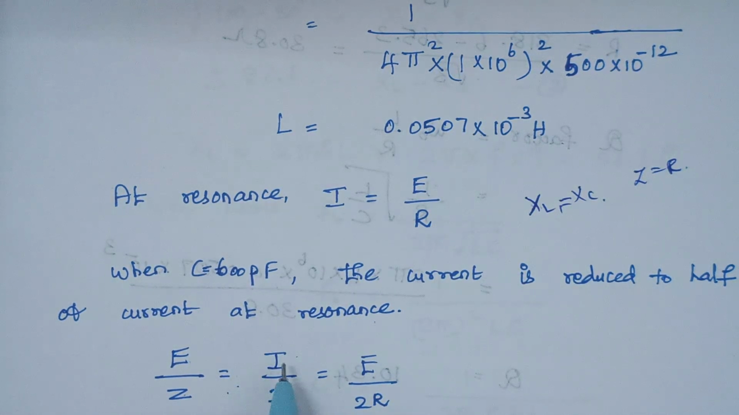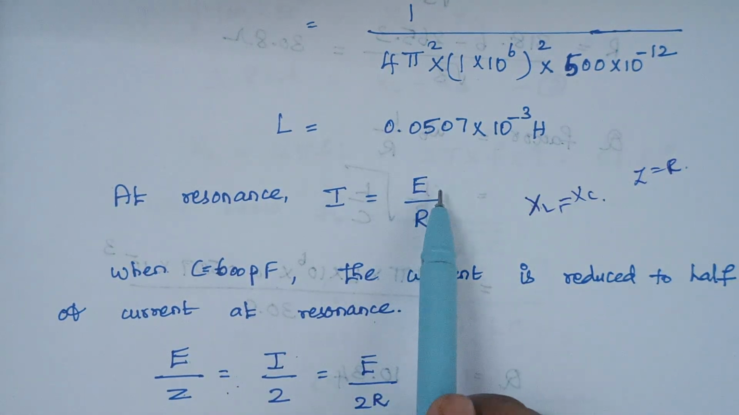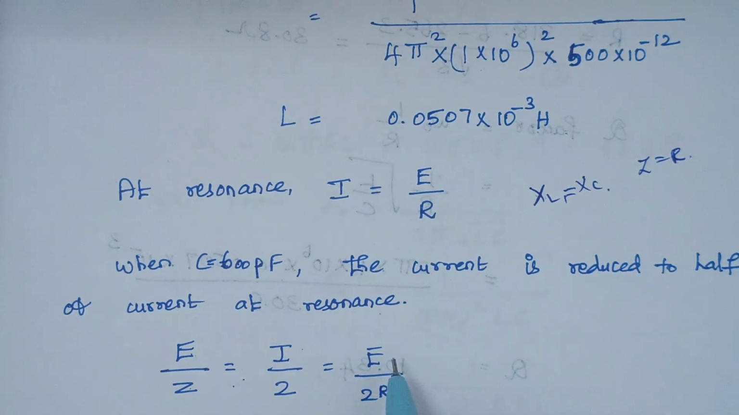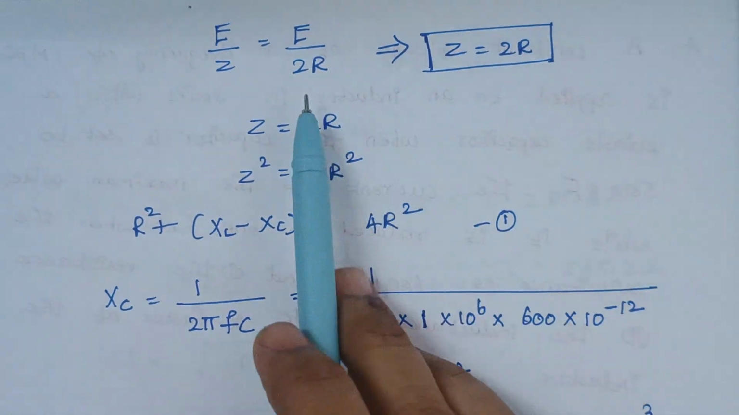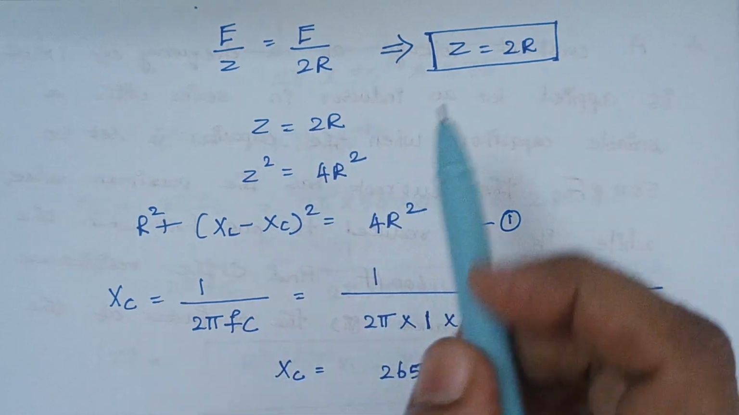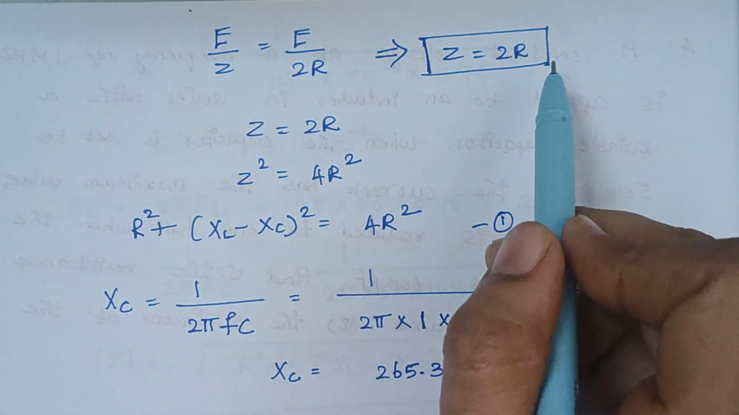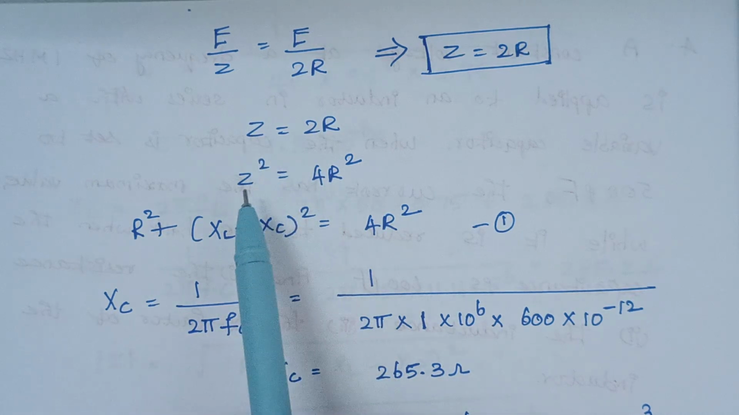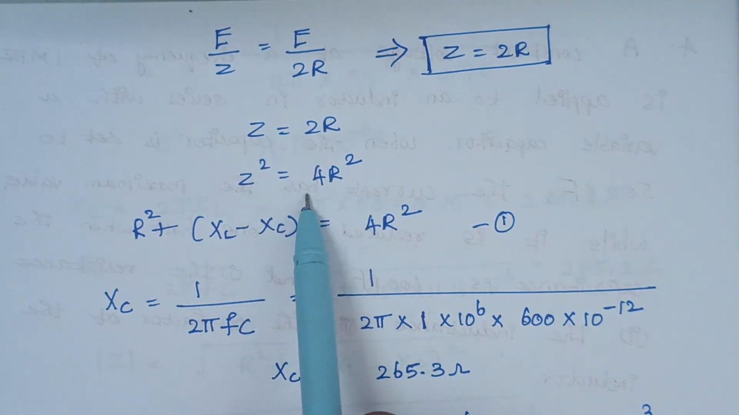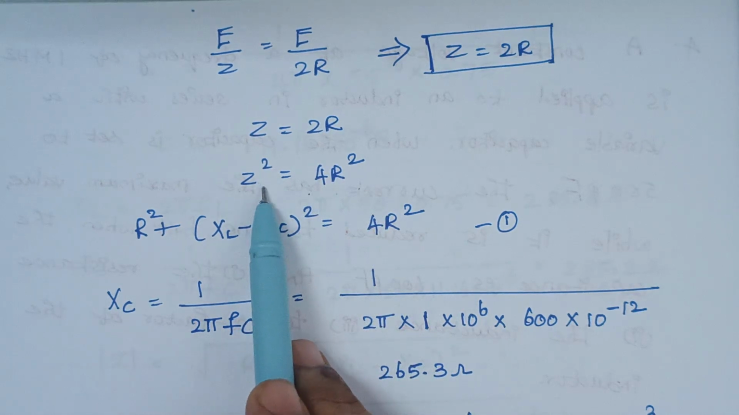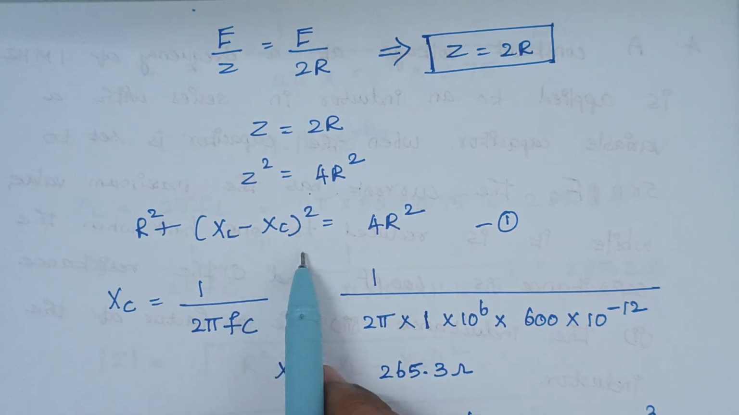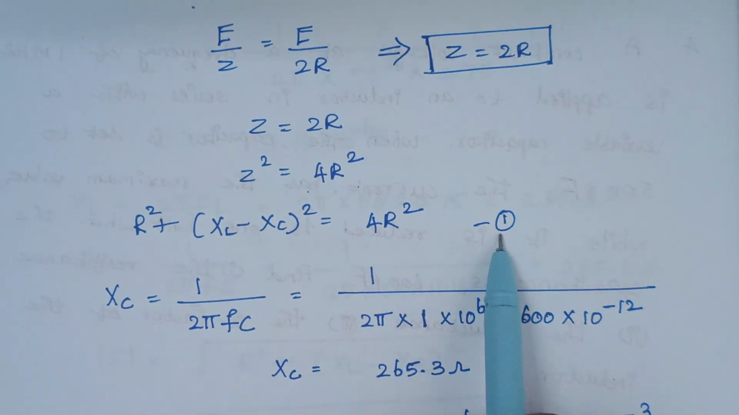Now, substituting the value of I, which is equal to E by R, here we are writing it as E by 2R. The 1 by 2 is already present, and instead of I I am writing E by R. Therefore, when you compare these two expressions, we can write the value of Z is equal to 2R. When you square on both sides, this becomes Z square is equal to 4R square, and Z is nothing but R square plus XL minus XC the whole square. Name this as equation number 1.